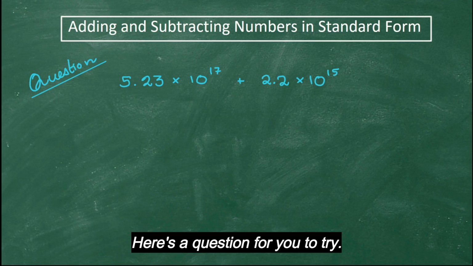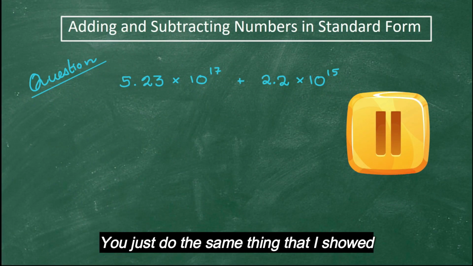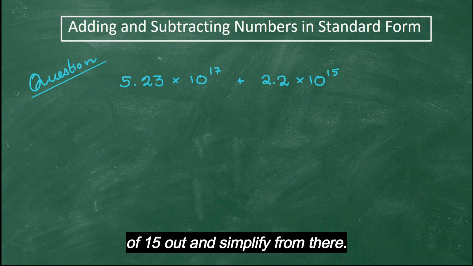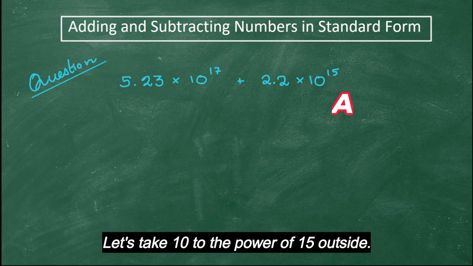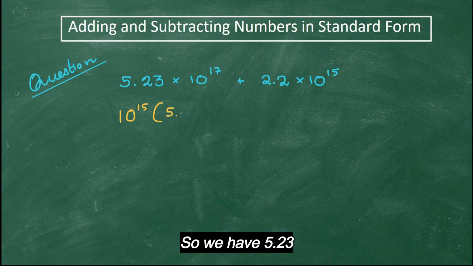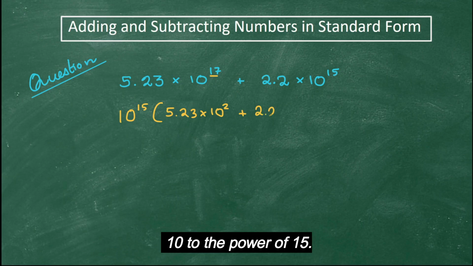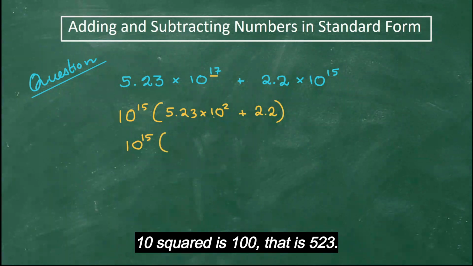Here's a question for you to try. Please pause the video and try this question. You just do the same thing that I showed you earlier. Take the smaller power, which is 10 to the power of 15, out and simplify from there. Non-calculator. Here's the answer. Let's take 10 to the power of 15 outside. So we have 5.23 times 10 to the power of, so 17 here, we took 15 out, 2, plus 2.2. 10 to the power of 15 outside, 5.23 times 10 squared is 100.